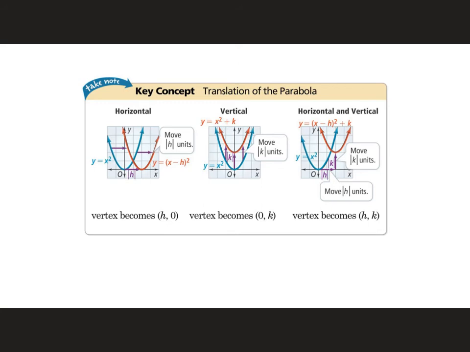Any questions on this part? Okay, on the next slide, these are just translations. So horizontal, our H tells us that we move left or right. And then vertical would be our K that tells us if we move up or down. So these are just some examples of moving left or right or up or down.